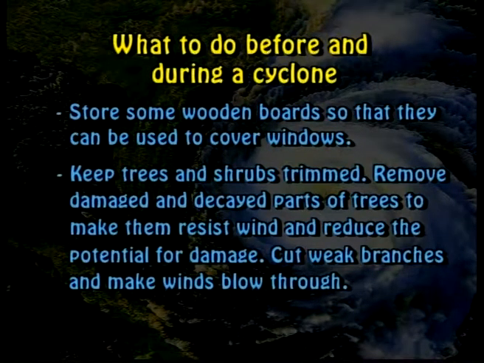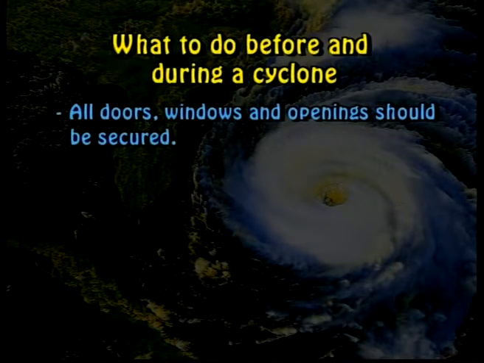Keep trees and shrubs trimmed. Remove damaged and decayed parts of trees to make them resist wind and reduce the potential for damage. Cut weak branches and let the wind blow through. All doors, windows and openings should be secured.